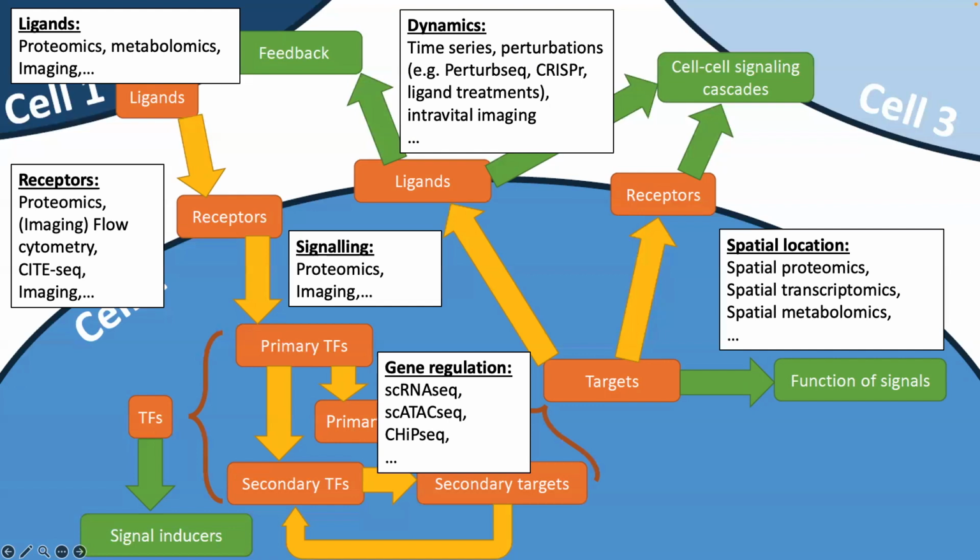Of course, you need time series data for that, or perturbations like Perturb-seq, CRISPR type of treatments. Maybe you block some receptors, and that can be a perturbation that you see. You want to see what kind of effect that has, to infer some causal knowledge about your system. Also, a very nice technology for dynamics is intravital imaging, but it's very low throughput. You can only look at a few proteins simultaneously, but it gives interesting dynamics of interactions that can be modeled.